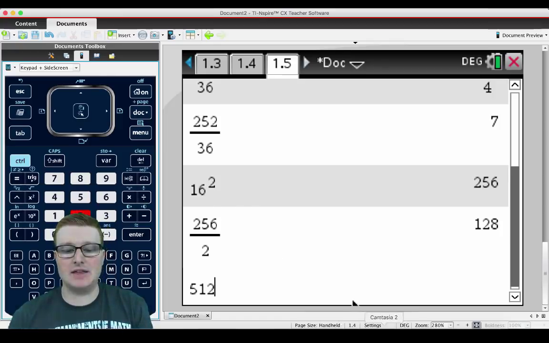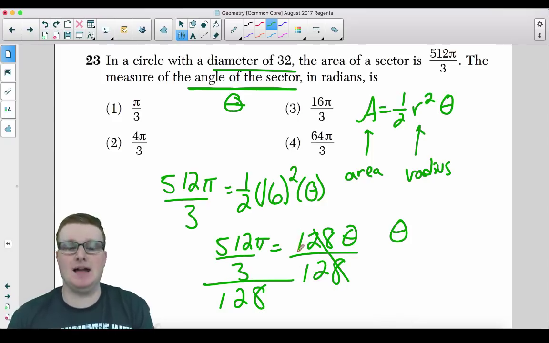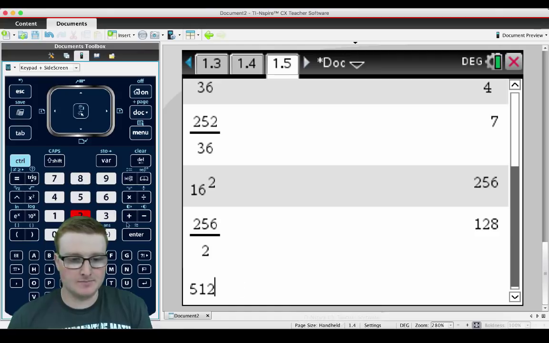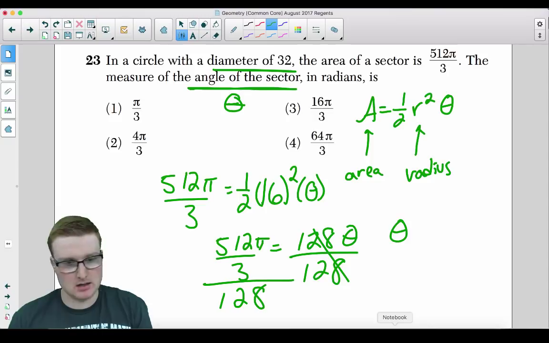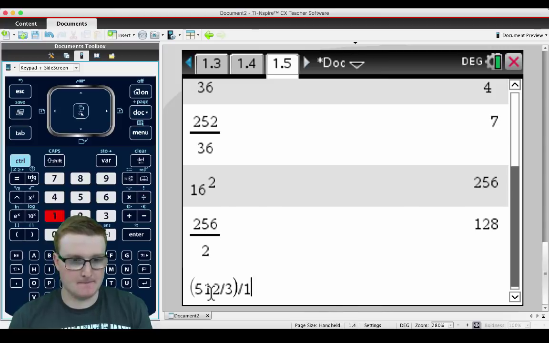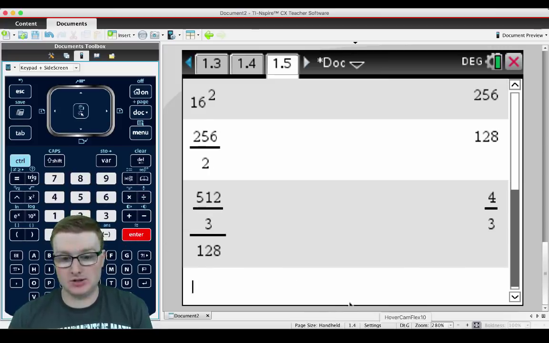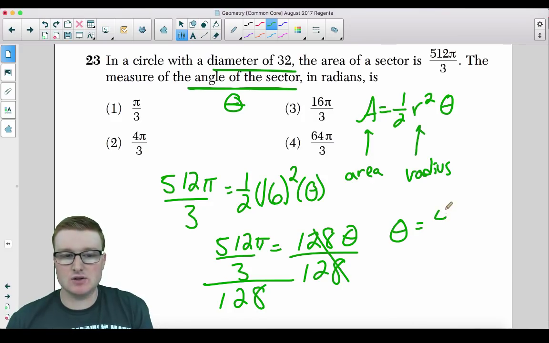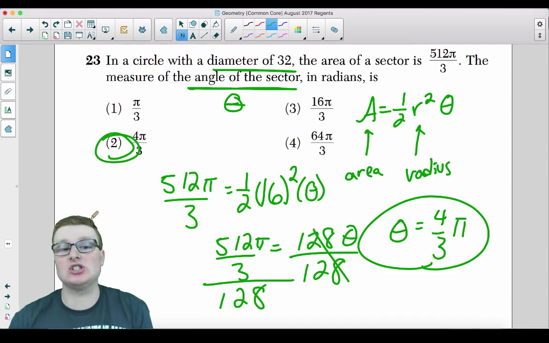Now here's the thing. The answers are in terms of pi. I'm not going to type in pi. That's just stupid. 512 divided by 3 divided by 128 gives 4/3. So your answer is theta equals 4/3. Attach the pi at the end. Your answer is choice 2.